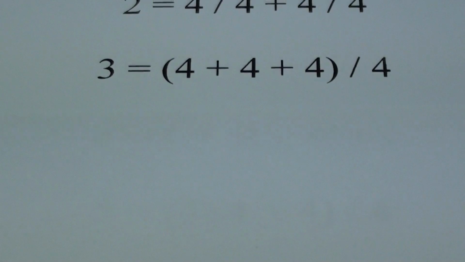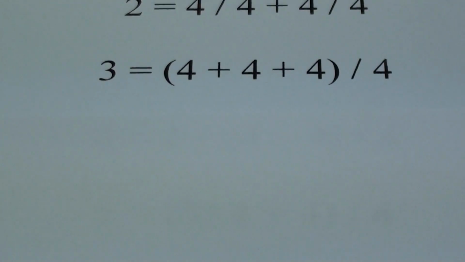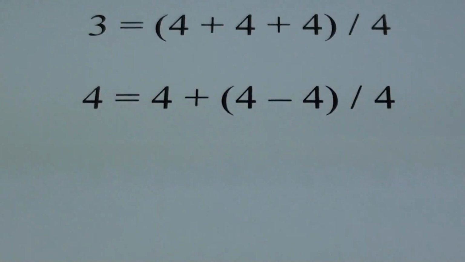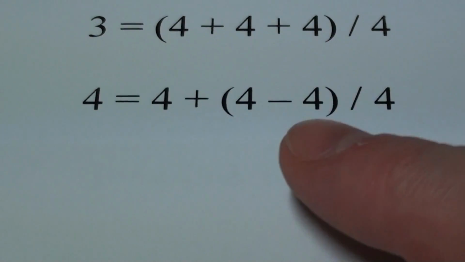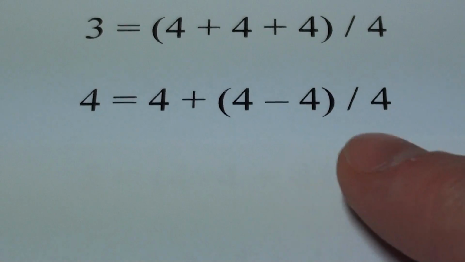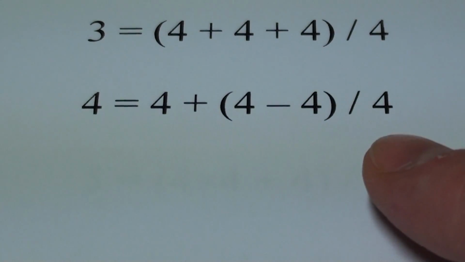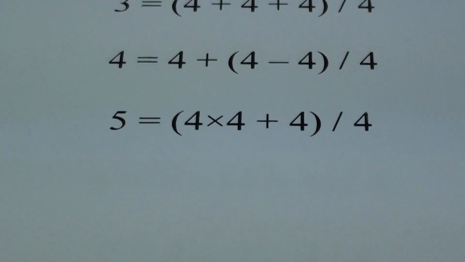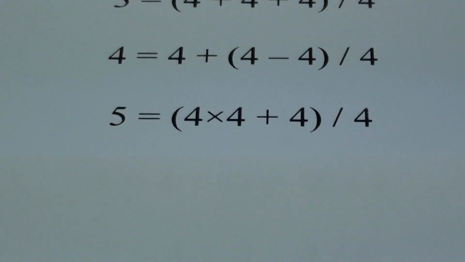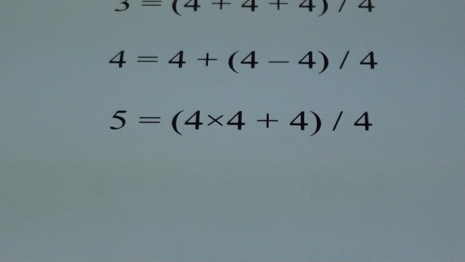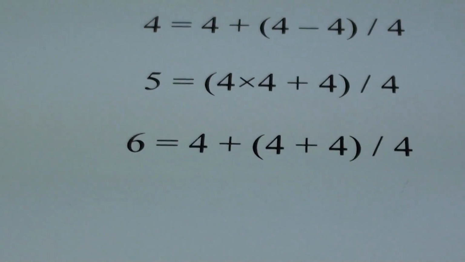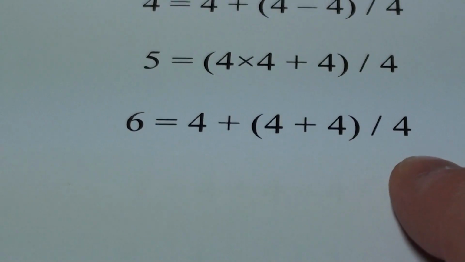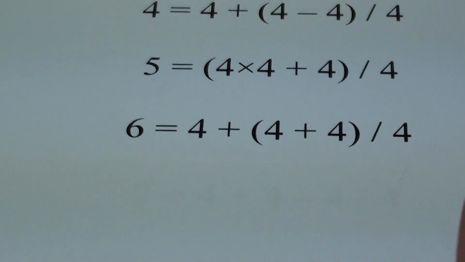3 is not difficult either. You have 4 plus 4 plus 4, which makes 12, divided by 4. So here's my version for 4. You take 4 minus 4, which makes 0, you divide by 4, which makes still 0, and then you add up 4. Here's one of the possibilities for 5. 4 times 4, which makes 16, plus 4, which makes 20, divided by 4. For 6, we have, of course, 4 plus 4, which makes 8, divided by 4, which makes 2, plus 4.